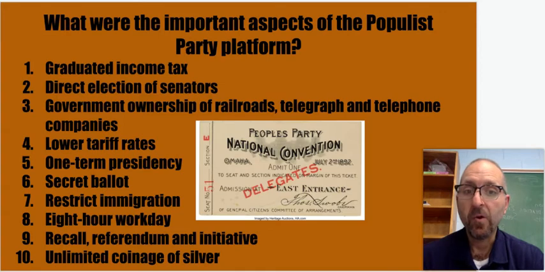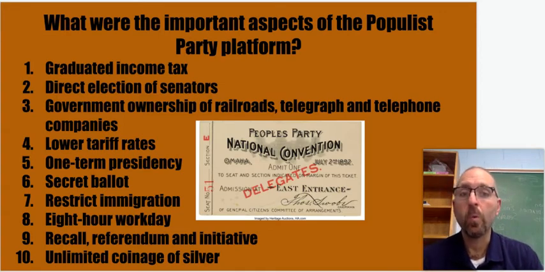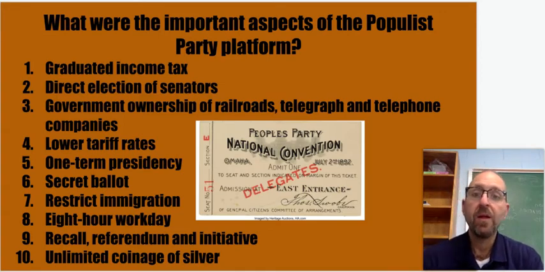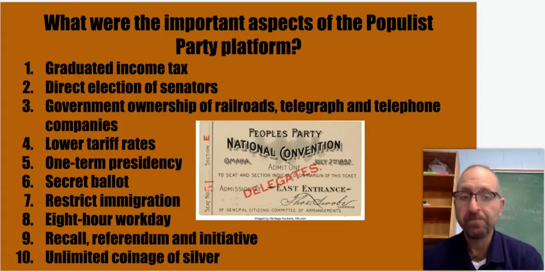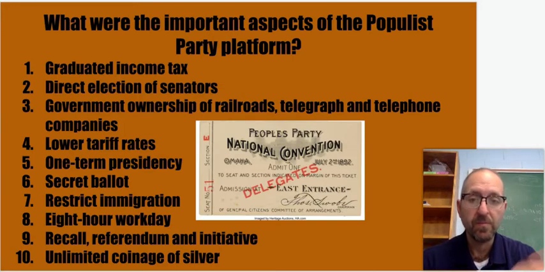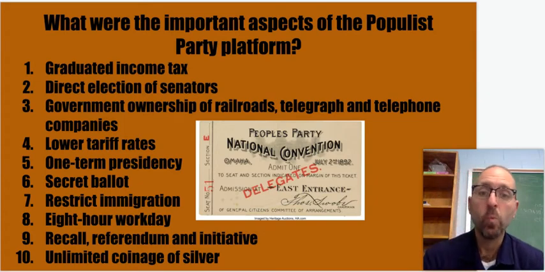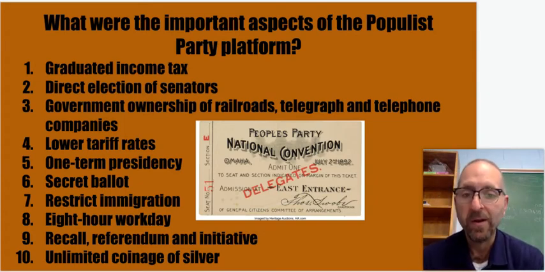They wanted to restrict immigration. Immigrants were taking jobs for lower wages. Workers were not happy with that. They wanted an 8-hour workday. They wanted to be able to introduce more legislation. So referendum and initiative were ways that the people could vote on certain laws. Recall is the practice of actually removing an elected official before his or her term is up. That's another call for the Populist Party. And then they wanted to back up money with not only gold, but with silver as well. So they called for the unlimited coinage of silver.